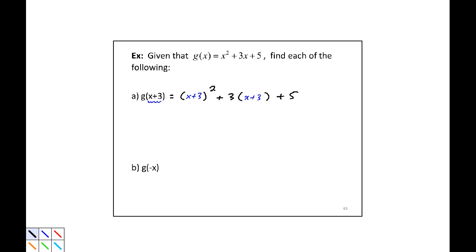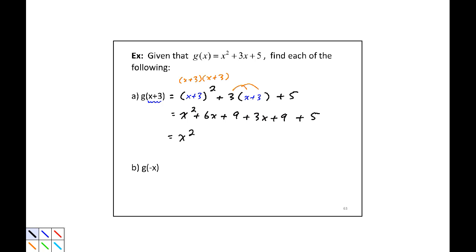Now I'm going to do some simplification. So x plus 3 squared is x plus 3 times x plus 3. So that first expression becomes x squared plus 6x plus 9. For the next, we can distribute this 3. We're going to say plus 3x plus 9, and I'll bring down my plus 5.